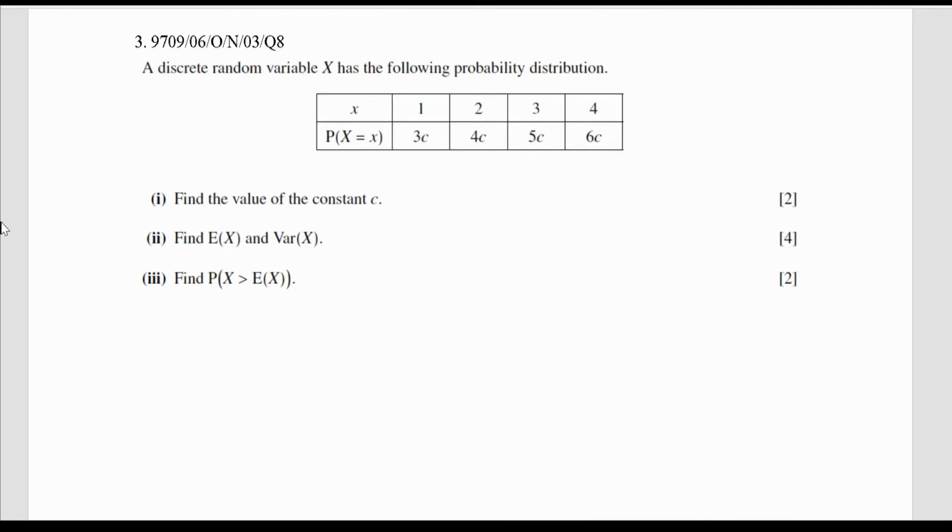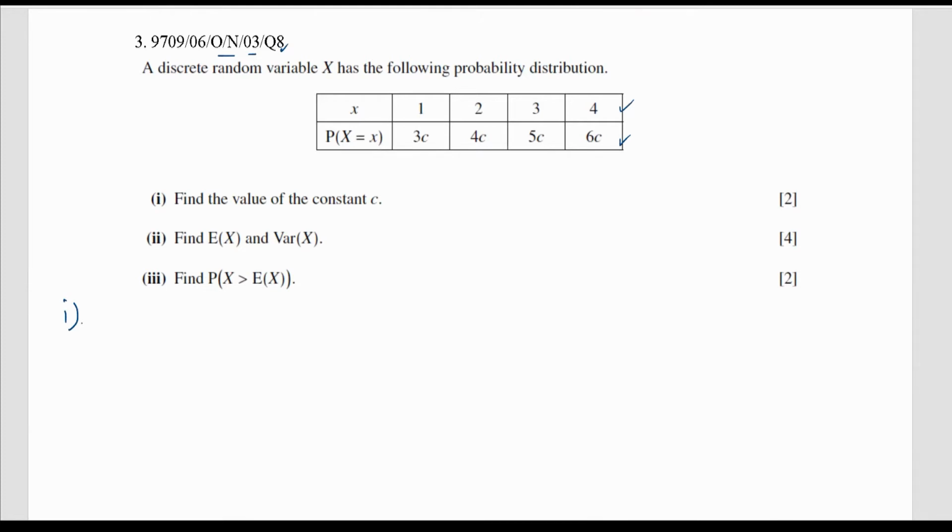Okay, this is a question from October-November 2003, question 8. A discrete random variable x has the following probability distribution. So x can take 4 values, 1, 2, 3, 4, and the corresponding probabilities. Part 1: find the value of the constant c.